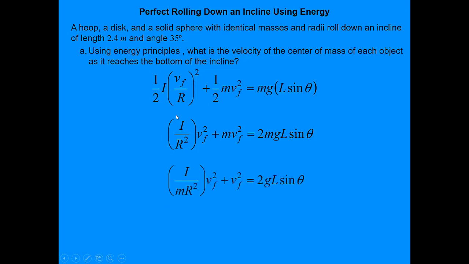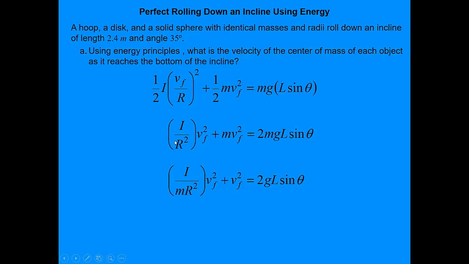So, if I multiply this side by 1 over m, the m just ends up here, and it cancels with this m. If I multiply this side by 1 over m, the m's cancel, and we end up with 2gl sine theta. So, multiplied by 1 over m, multiplied by 1 over m.